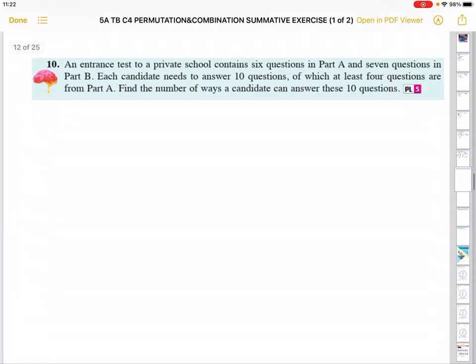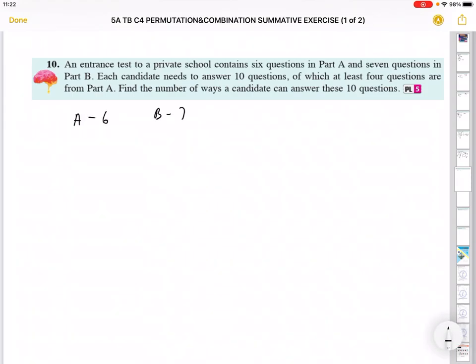All right, let's look at number 10. An entrance test to a private school contains 6 questions in part A, 7 questions in part B. Each candidate needs to answer 10 questions, of which at least 4 from part A. So part A, you have 6 questions, part B you have 7, you answer at least 4 from part A, right? How many ways can we answer the questions?